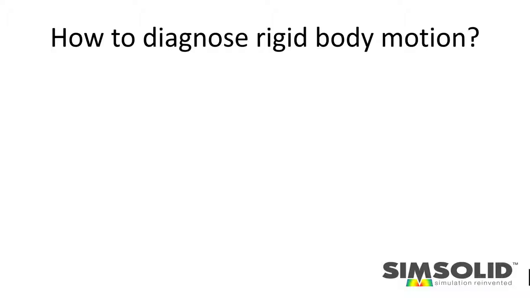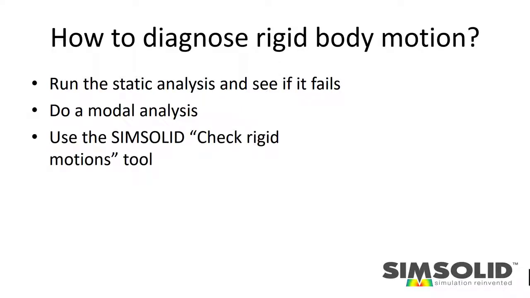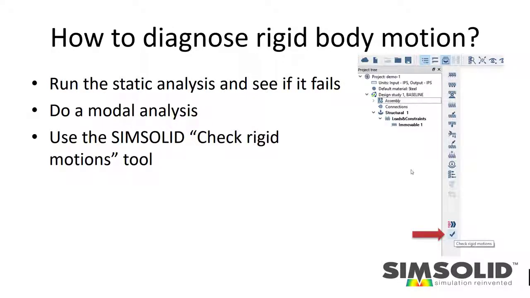So how do I diagnose it? Well, the easiest way is just run your static analysis and see if it fails. While that's possible, maybe a little bit better idea is to first run a modal analysis, either constrained or free, and see if that shows any mechanisms. But the easiest way in SimSolid is just run this new check rigid motions tool. The way you get it is you just pick this simple check button right on the structural analysis toolbar, and it'll do a very quick analysis and tell you if you have any rigid motions in your body.